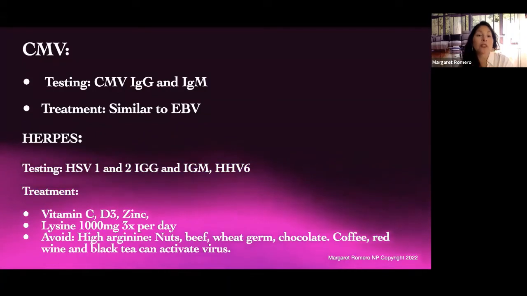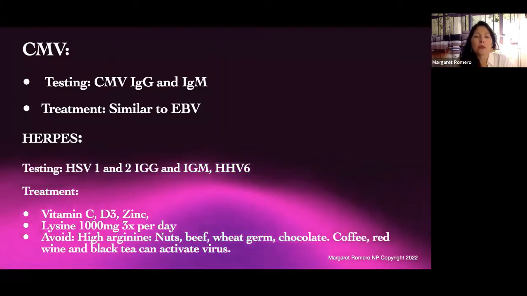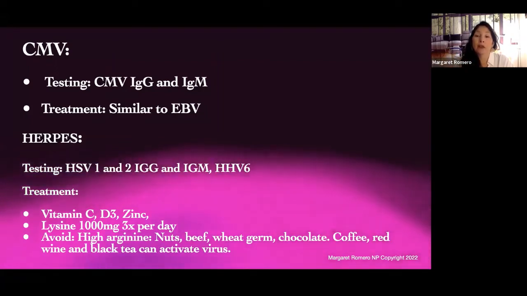So some of the treatments here: vitamin C, D3, and zinc. These are the 3 hallmark things to make sure you have at home. Lysine, 1,000 milligrams 3 times a day. And you also want to avoid certain foods. Foods with high arginine are not good for herpes, such as nuts, beef, wheat germ, and chocolate. And coffee, red wine, and black tea can actually activate the virus.